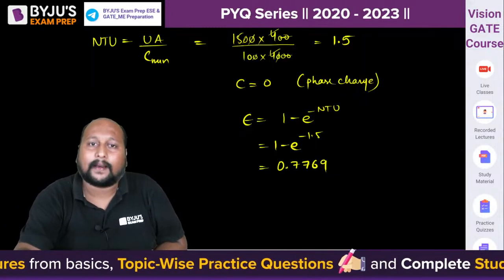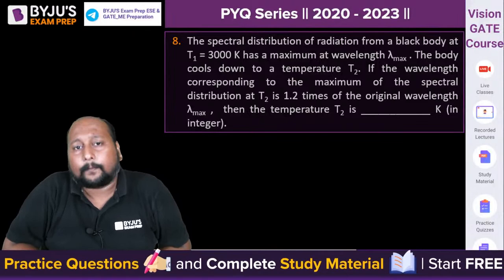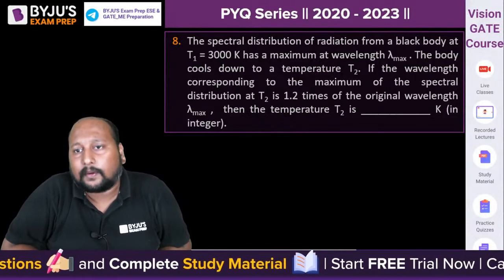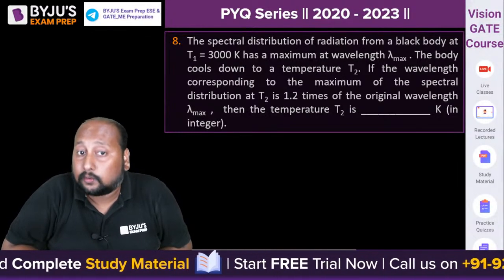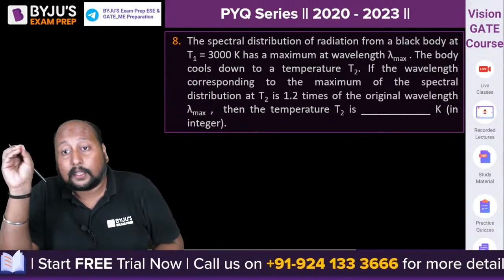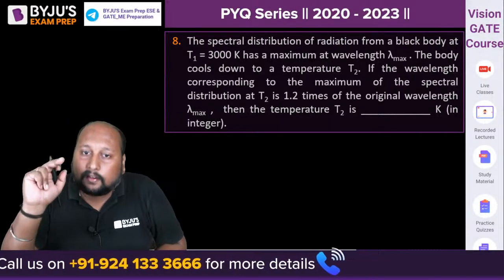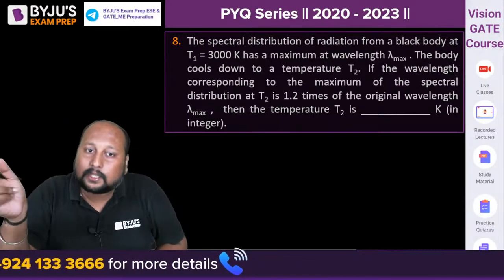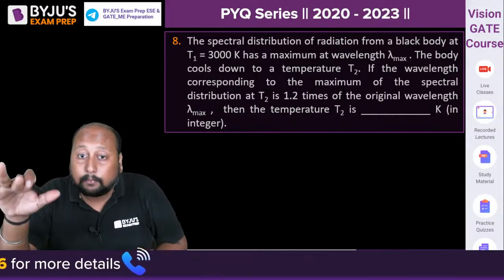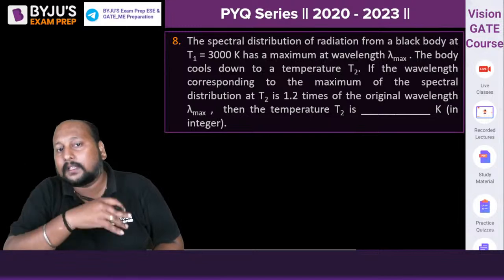Let's go to the next question, number 8, on the screen. Very easy. From the radiation topic. The spectral distribution of radiation from a black body at T1 equal to 3000 Kelvin has a maximum at a wavelength equal to lambda max. The body is cooled down to temperature T2. If the wavelength corresponding to the maximum of the spectral distribution at T2 is 1.2 times the original value of lambda max, then what is the value of T2?